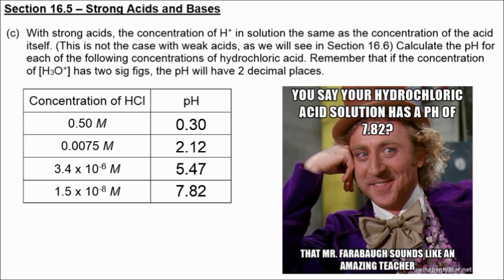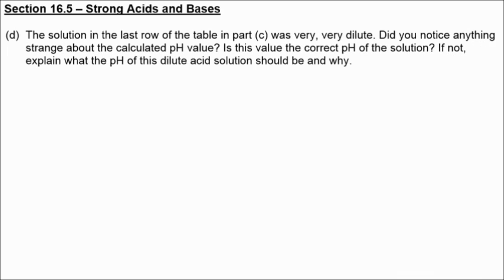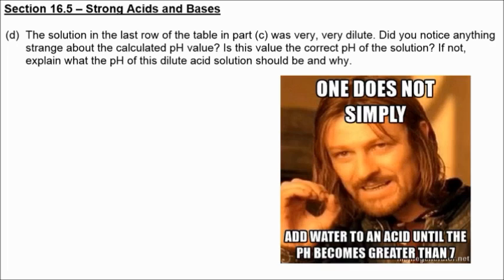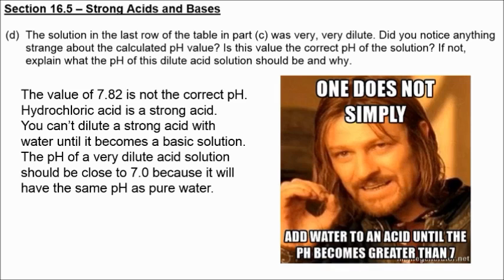Is there something wrong with having a pH of 7.82 for hydrochloric acid? That doesn't quite make sense. So is this value the correct pH of the solution? And the answer is no. So here's the deal. The value of 7.82 is not the correct pH. Since you have hydrochloric acid, which is a strong acid, you cannot dilute a strong acid with water and turn it into a base. So the pH of a very dilute acid solution will eventually be close to 7 because it'll be so dilute it has the same pH as pure water.